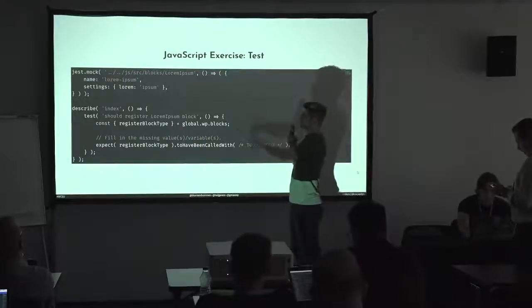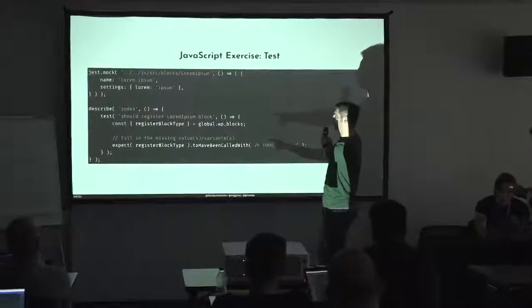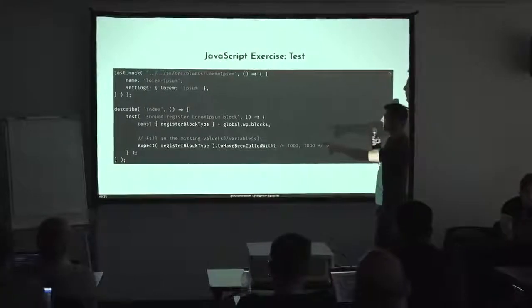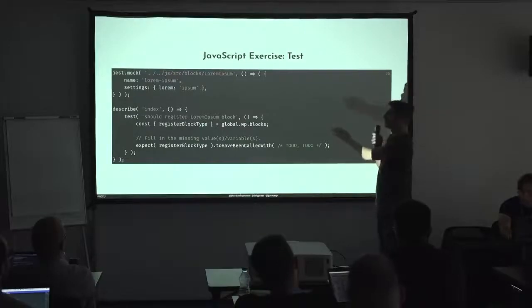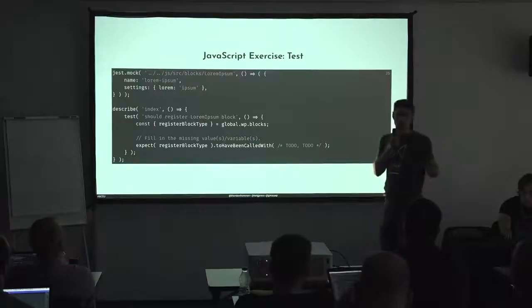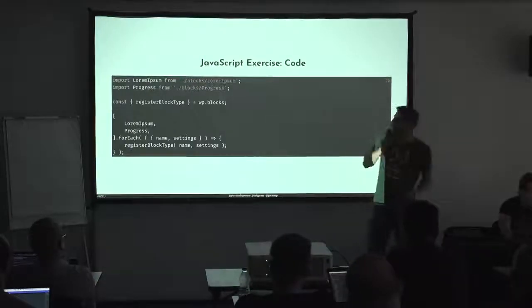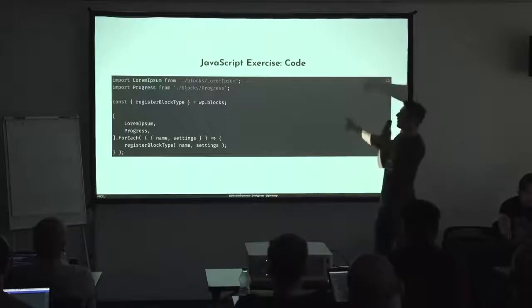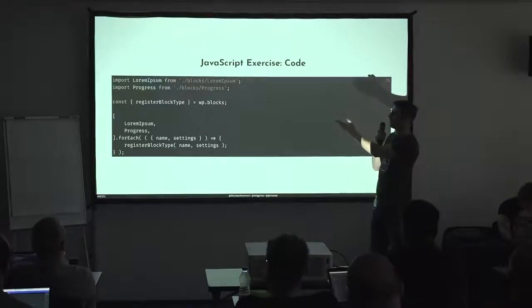We pick a function, then we want to make sure that this thing, the register block type, has been called with something. Because this is what happens when we include the index file. It directly runs. There's no function to execute. If you include this file, then something happens directly. So what we need to do here, if you go to the actual code, is look at our blocks. This is Gutenberg code. We have two blocks, lorem ipsum and a progress block. They live in different files, and we import them into here.